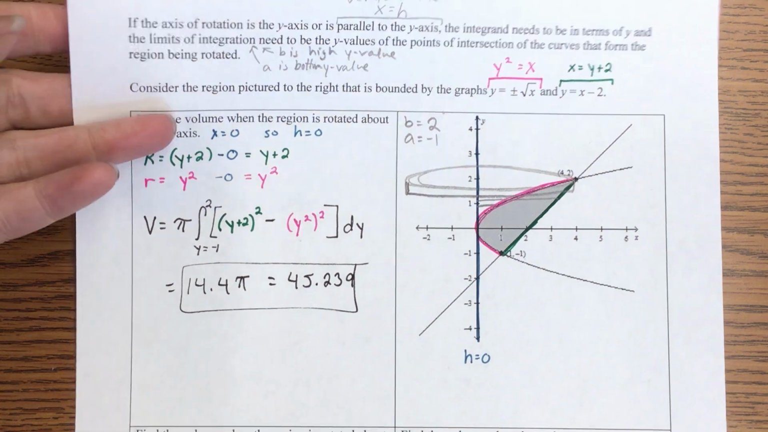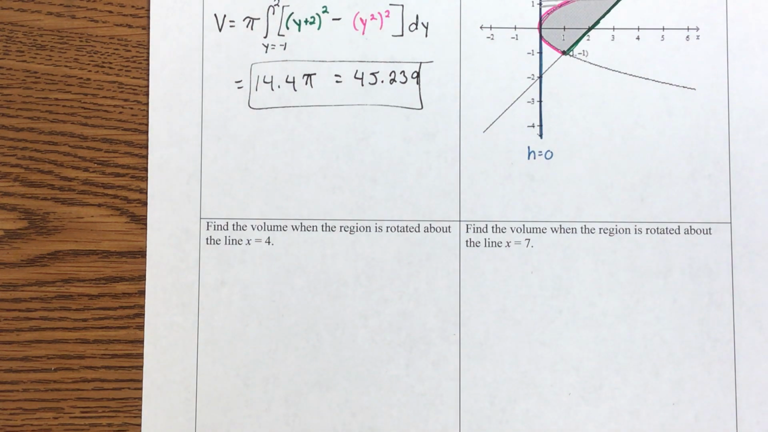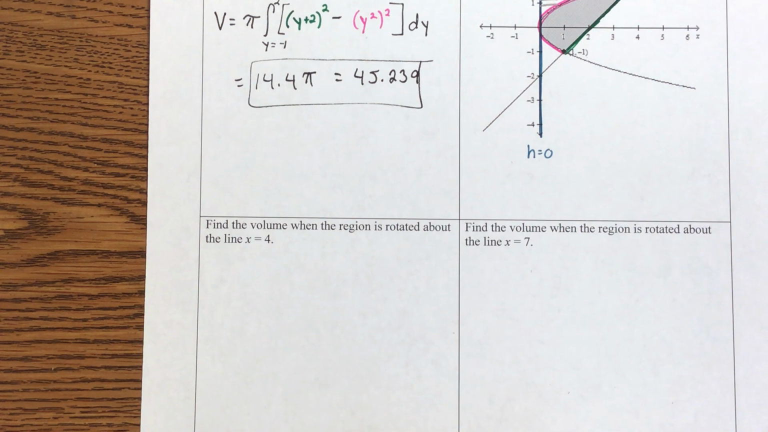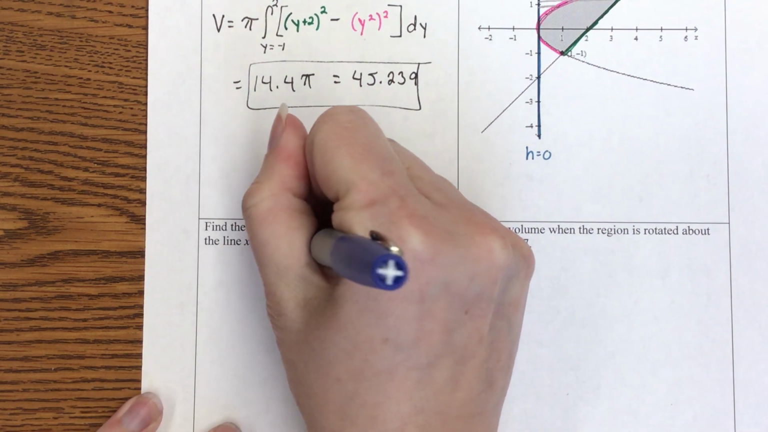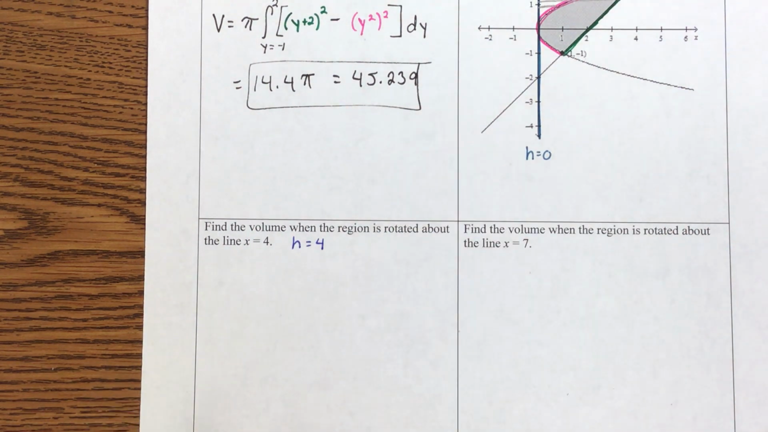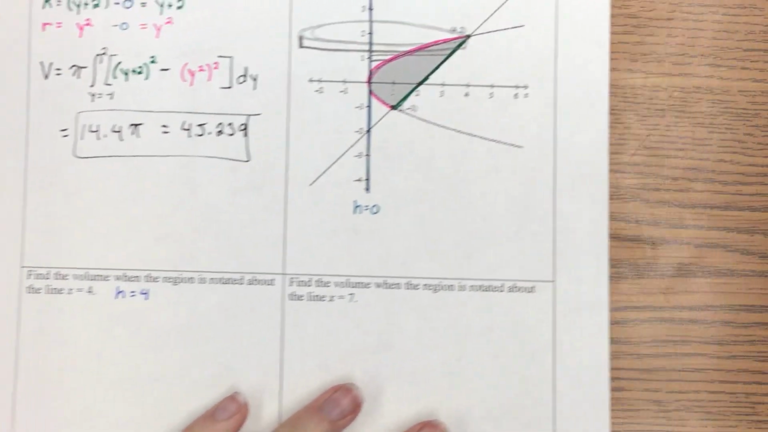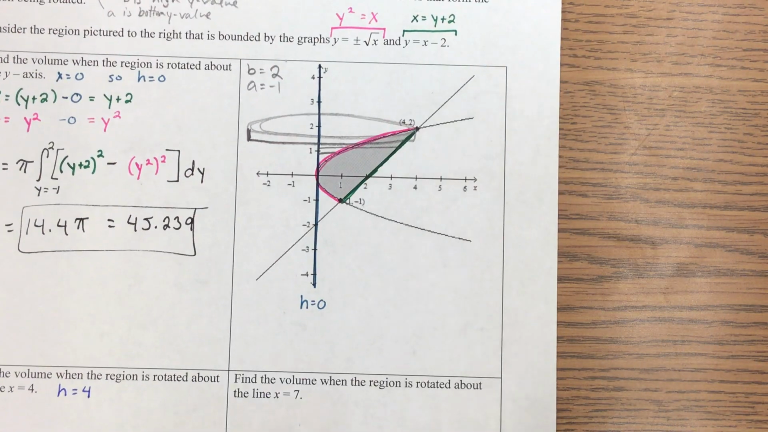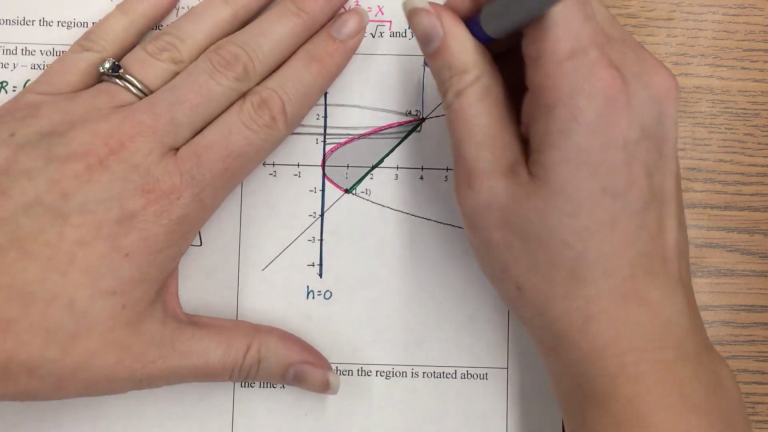Next, find the volume when the region is rotated about the line x equals 4. We will calculate this again instead of working out our integrals by hand. But what we know here is that h equals 4 is what we need. x equals 4 is a vertical line. So let's draw a vertical line at x equals 4. Here's 4, a vertical line.